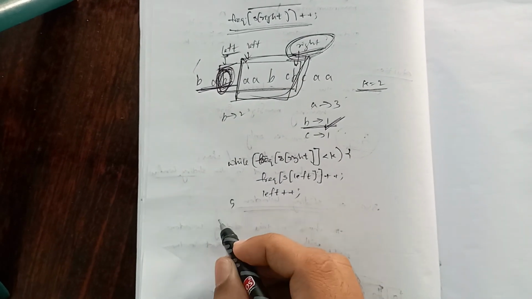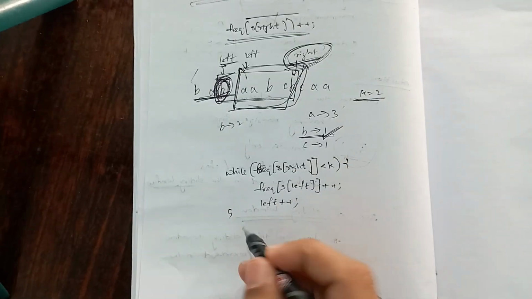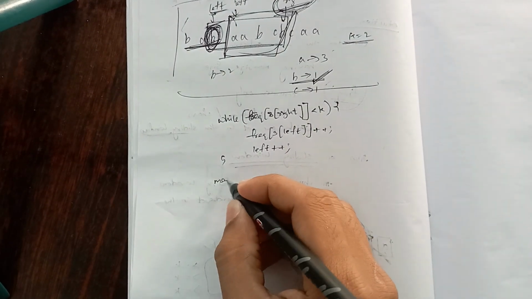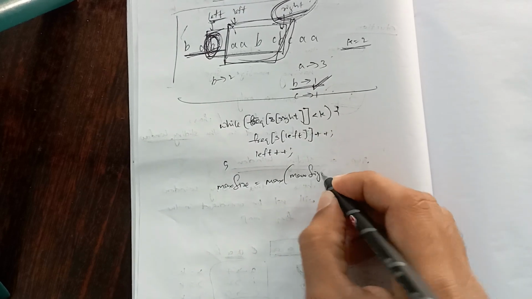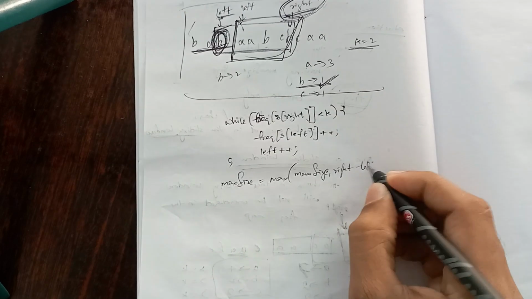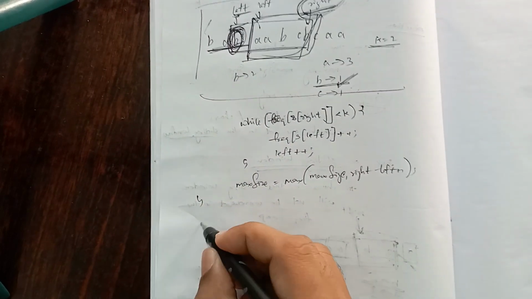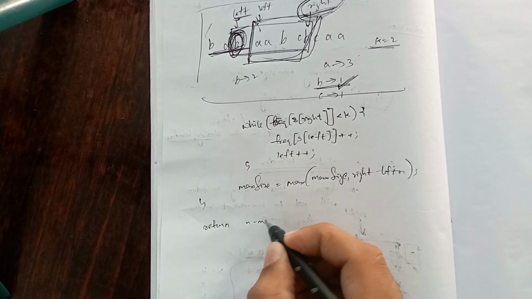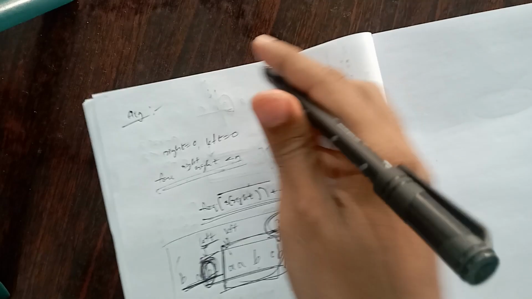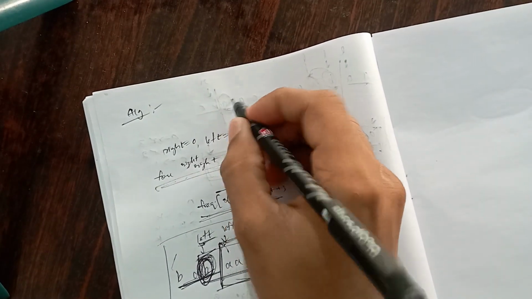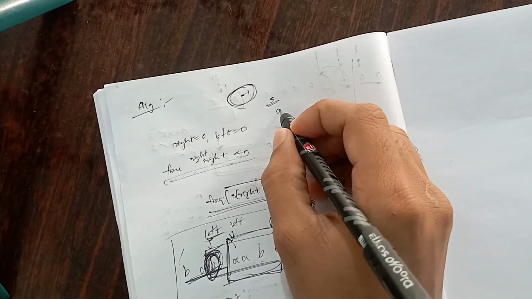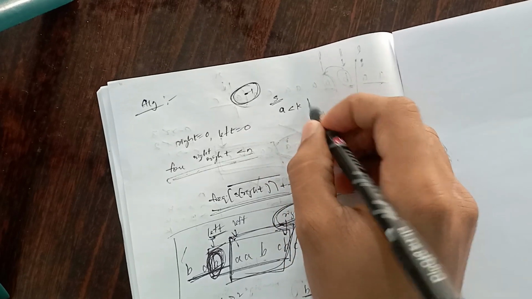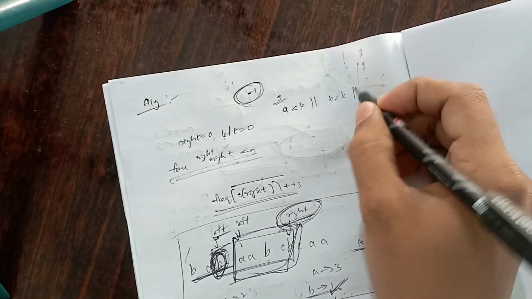Then every time we increment the right with the for loop, we need to consider the maximum size, which will be the maximum of the previous maximum size and right minus left plus 1. And then we return n minus maximum size. We need to return -1 when the string has the character count of a less than k, or b less than k, or c less than k.